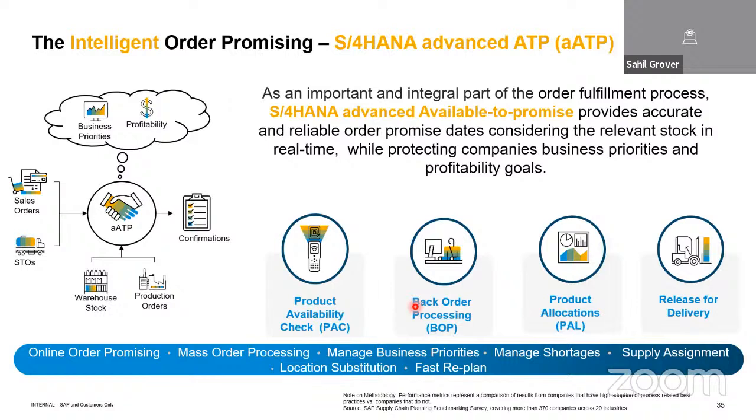Many times we have faced this situation when we reach out as a customer and say we need it by this date, and the customer representative generally will say, okay, I can get this product by this date and deliver it to you. So that is back order processing. Then we have the product allocations.